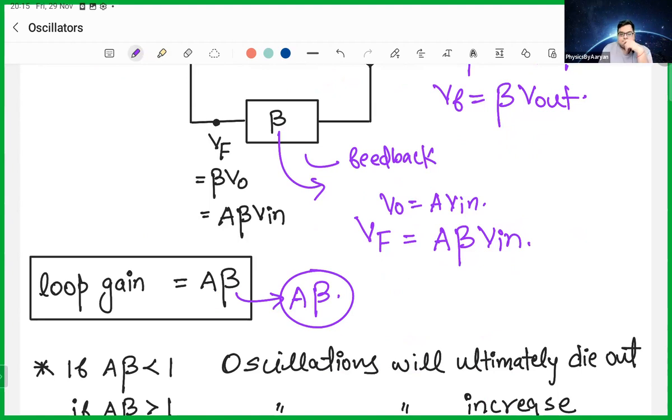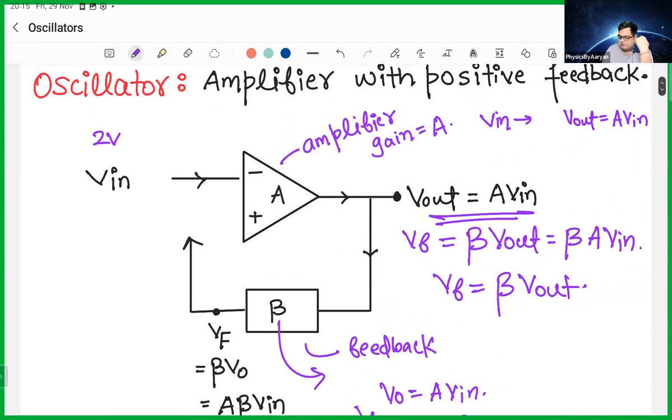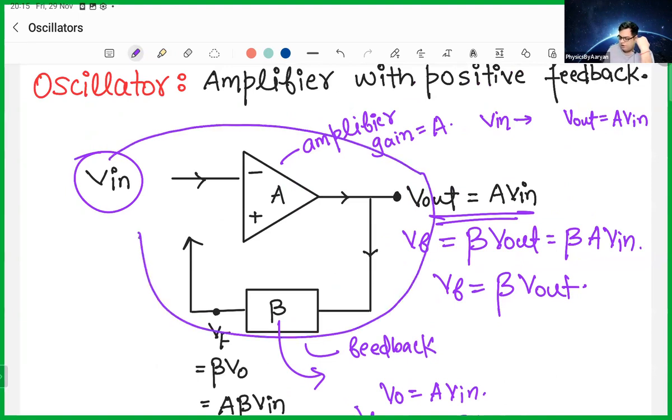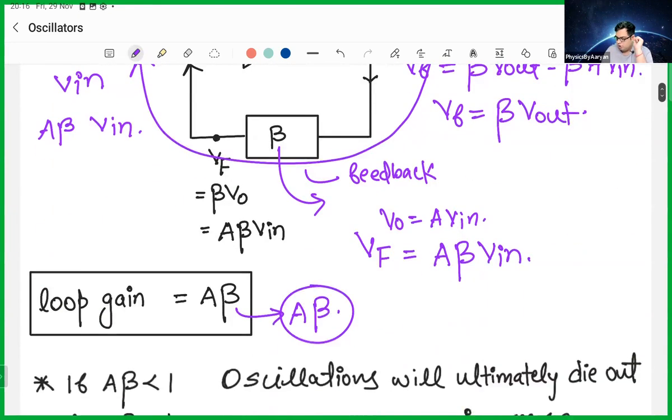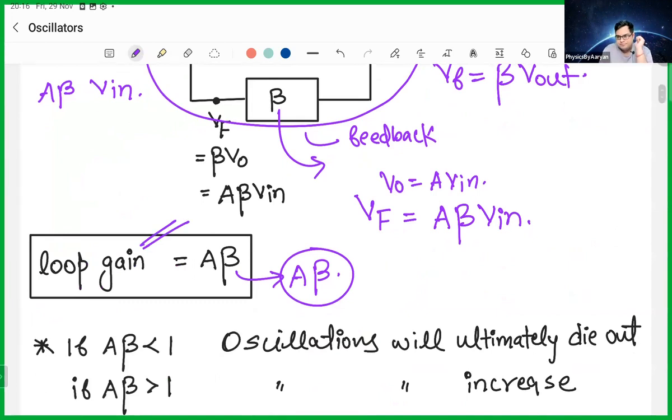Now why is it called a loop gain? Basically, at the start you gave V input, and when it came back, V input did not come back. What came back was A beta into V input. It means after completing an entire loop, when you come back, you are not getting V input, you are getting A beta into V input. That is why the A beta factor is known as a loop gain. Okay? So any doubt till this point?